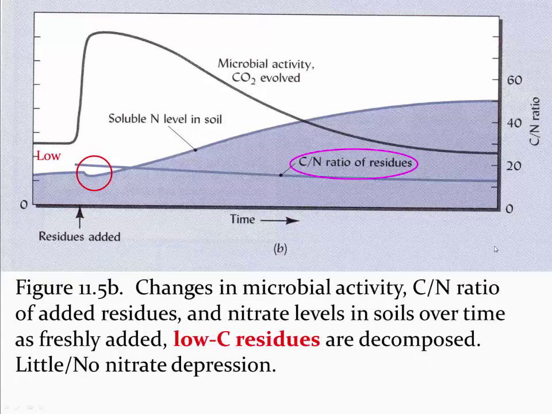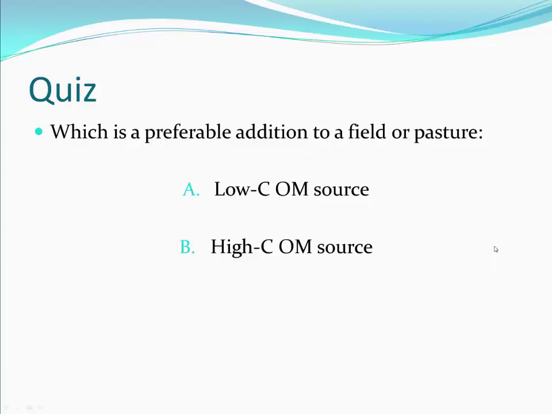Well, let's take a quiz. Which is a preferable addition to a field or pasture, low carbon organic matter or high carbon organic matter? Well, the best answer is A. And with the low carbon source, then we have an immediate availability to microbes, and we also do not have a drawdown in the soil nitrogen or nitrate levels.